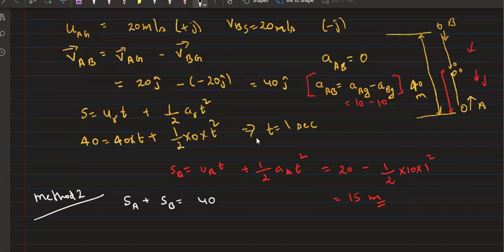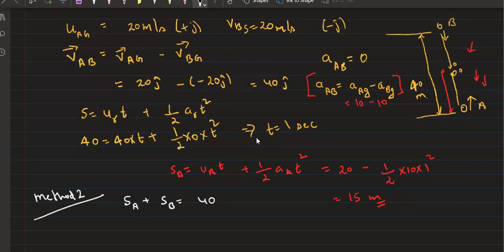Now, if an object is moving in the upward direction, what will be the acceleration? Tell me, Navya. Will it be plus g or minus g? Will it be plus 10 or minus 10? Minus g, na? That's why it is minus. Okay? Got it? Right? So see, second method.